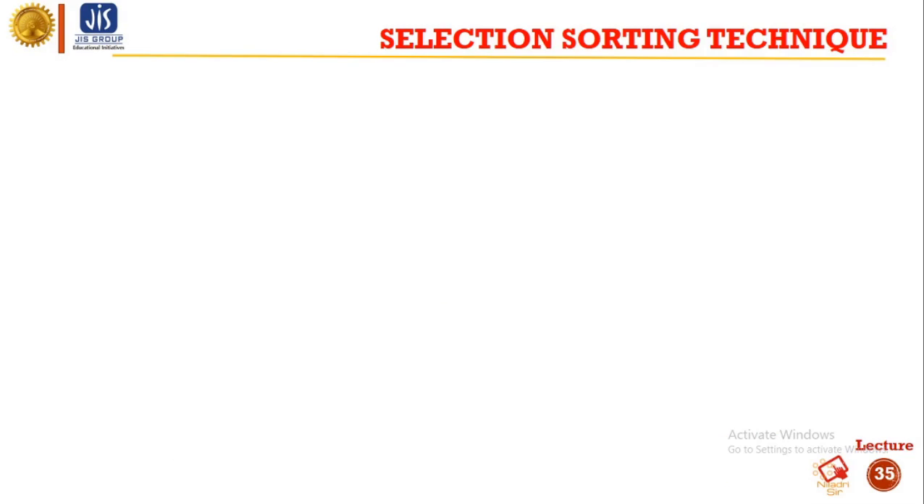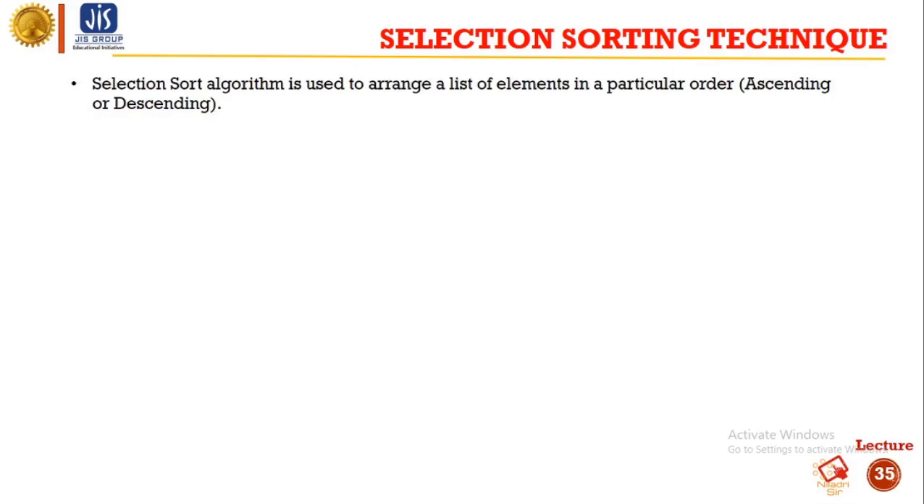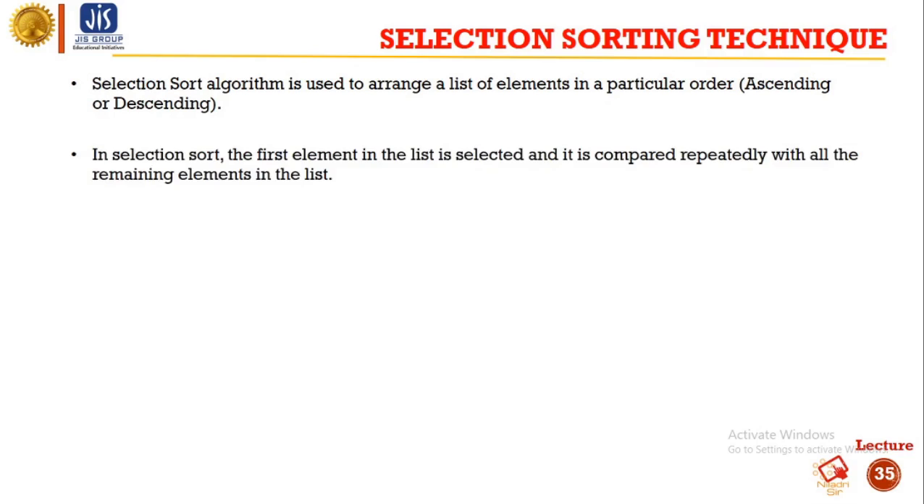Now come to the selection sort. Basically, selection sort in C is used to sort numbers of an array in ascending order. With a little modification, it arranges numbers in descending order. Selection sort algorithm is used to arrange a list of elements in a particular order. It may be ascending or it may be descending.